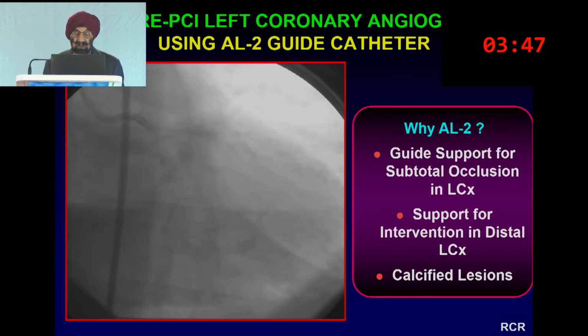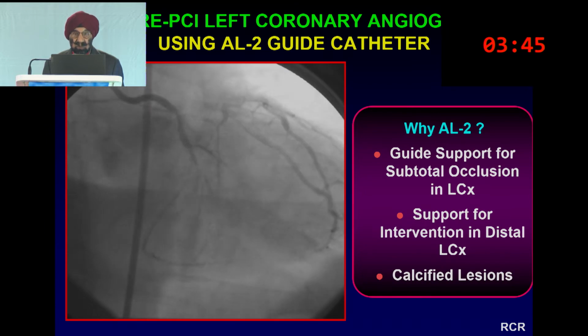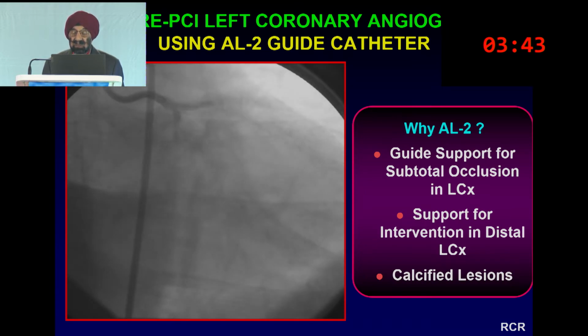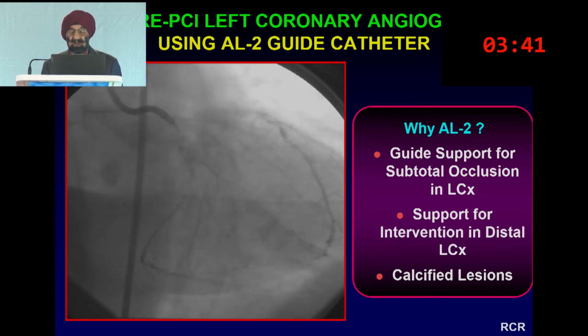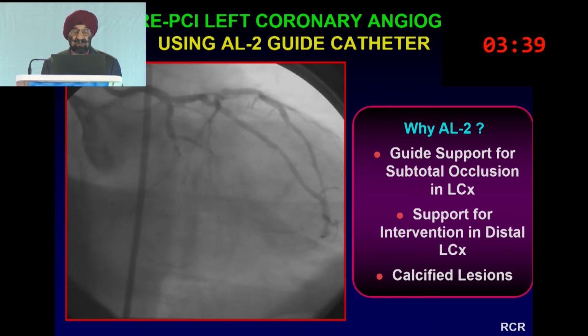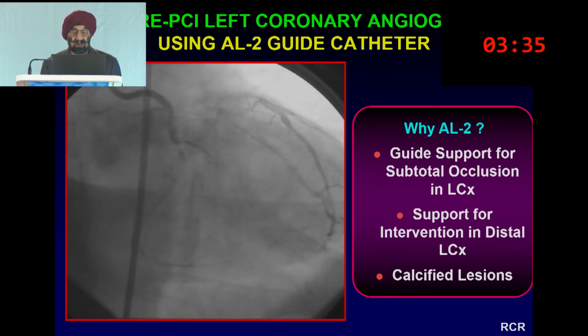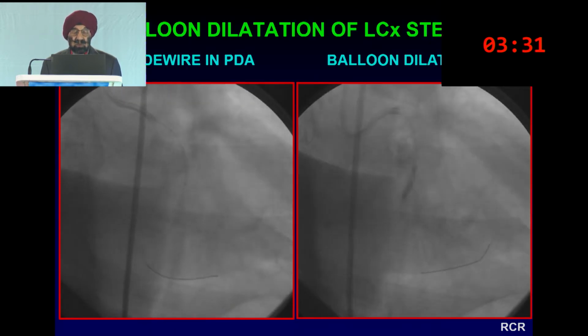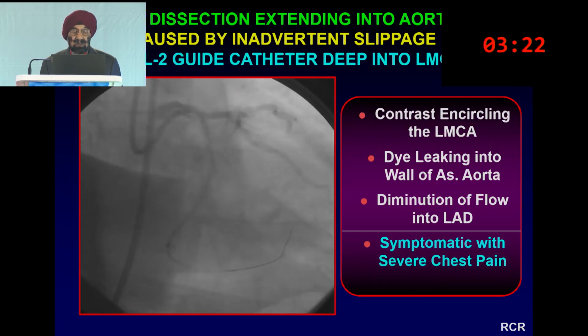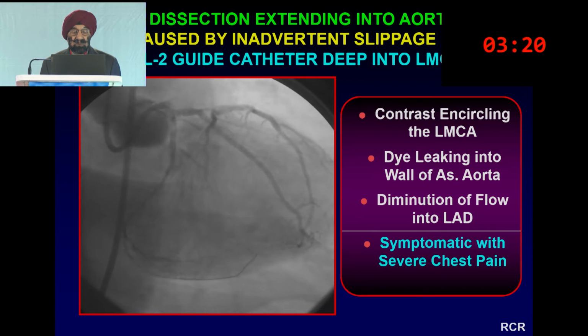So you can see the tip of the guiding is lying right at the mouth of the left circumflex artery. And this was used obviously to get support from the guiding to go into the circumflex and get access to the distal part of the circumflex through the CTO. So once we had crossed this, the guide wire is in the PDA, and we did a balloon dilatation at the CTO site. We pulled the guiding out, and this is what we saw.